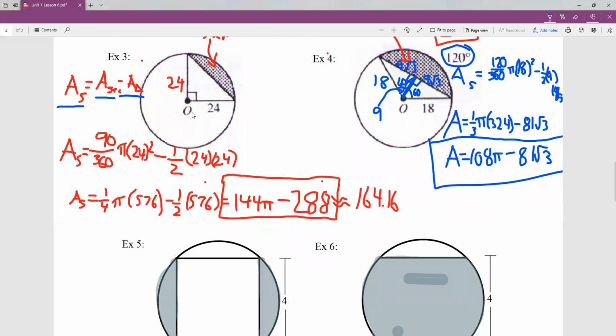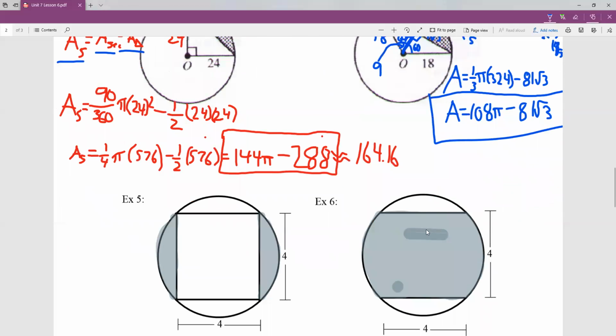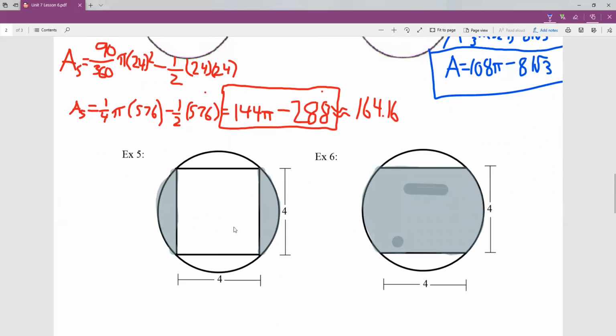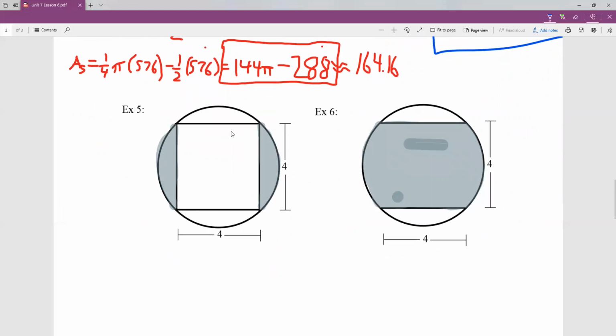All right, now let's take a look here. So 5 and 6 are a little bit different now, right? Here we have a shape inscribed in a circle, and we're asked to find the area of these shaded regions right here. So there's a couple of ways you can do this.